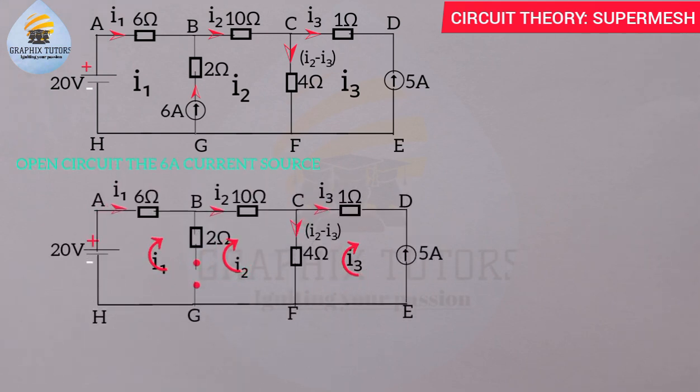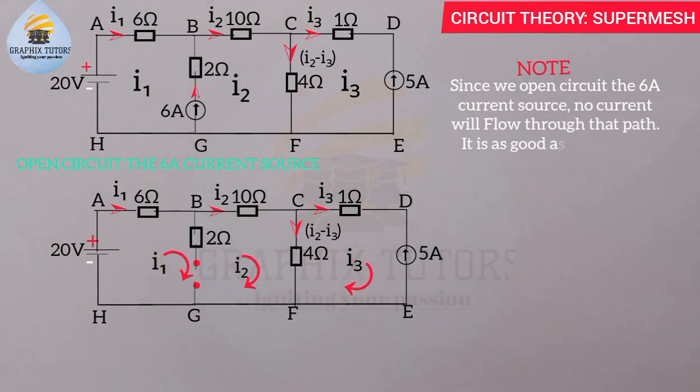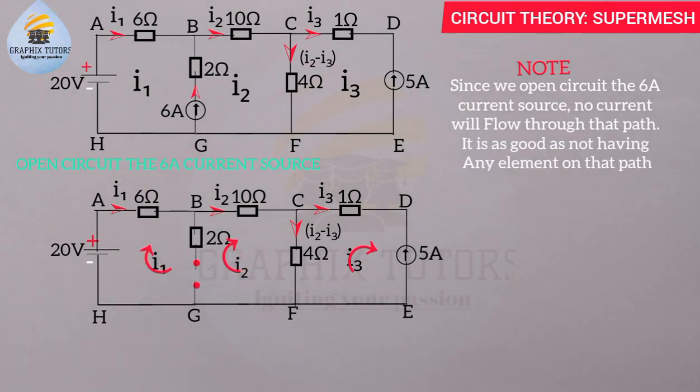So I still leave my B here and G here, every other thing remains the same. The B and G I leave there to make you understand that there's something on that branch that I've removed. So my I1 is still here, my I2 is still here, my I3 is also still here. Is that okay? Now what will I do?